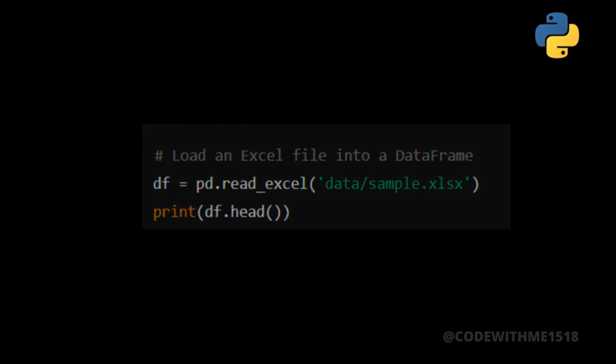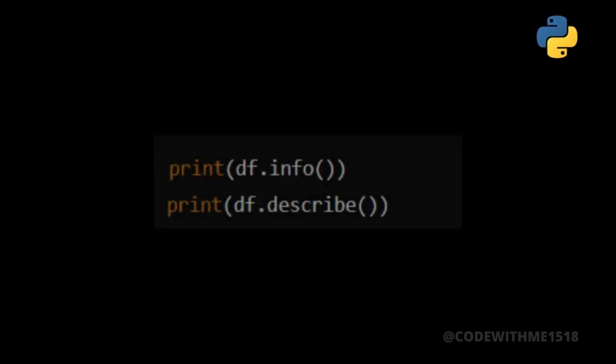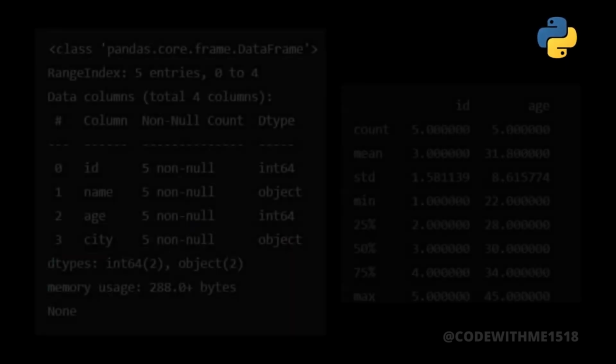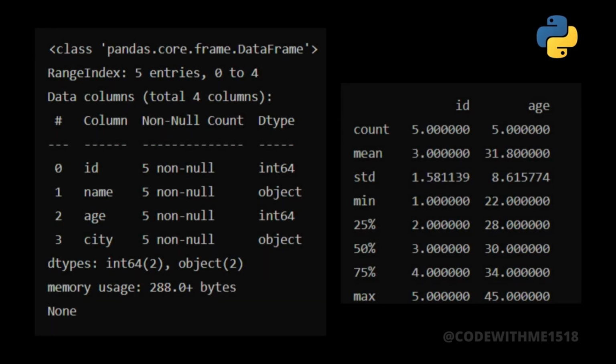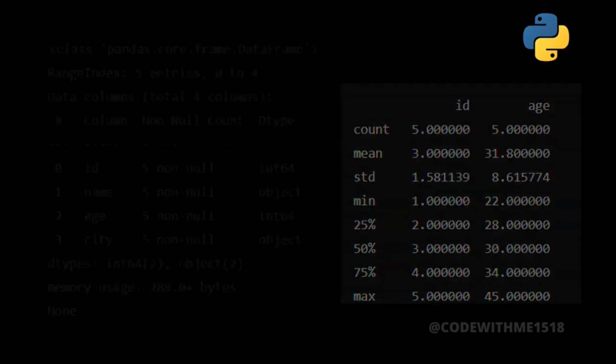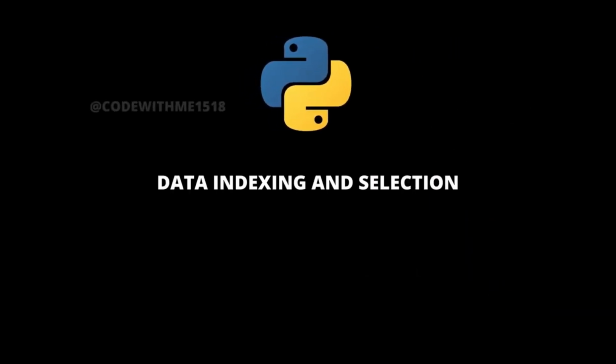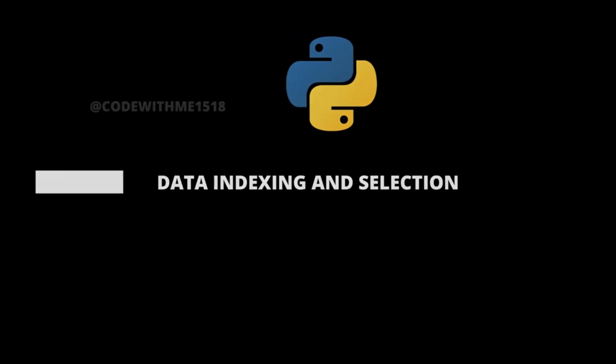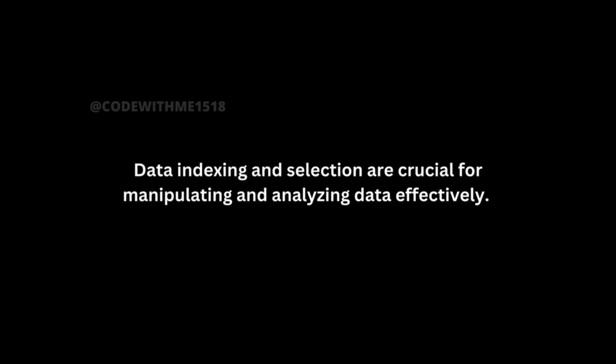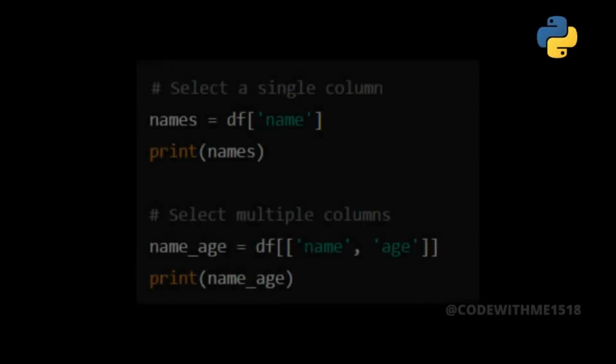Pandas also provides methods to explore your dataset. You can use info to get a concise summary and describe to get descriptive statistics. Data indexing and selection are crucial for manipulating and analyzing data effectively. Let's explore how to select specific rows and columns in a data frame. You can select columns by their names.